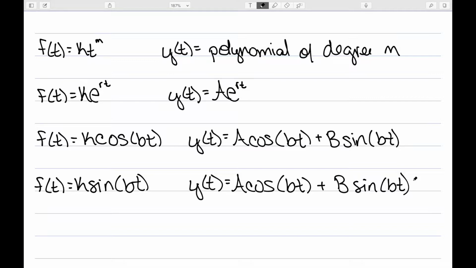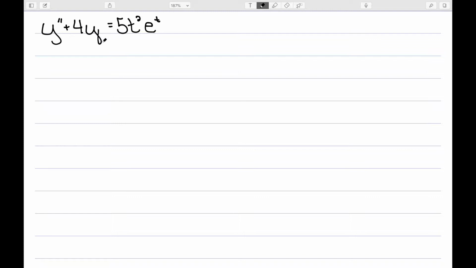And if f is a product of any of these, then we would just take the products of y. So let's do an example for that. Here I have y double prime plus 4y equal to 5t squared e to the t. Since I have a product here, I'm going to let y be equal to a product.